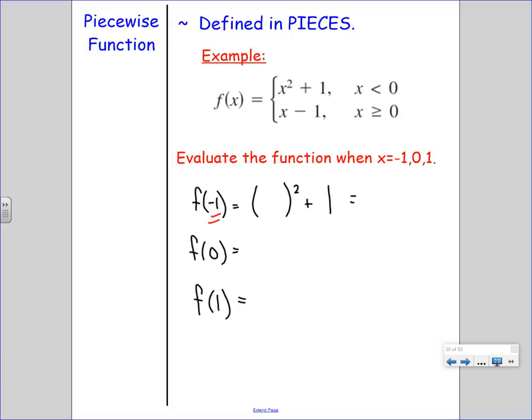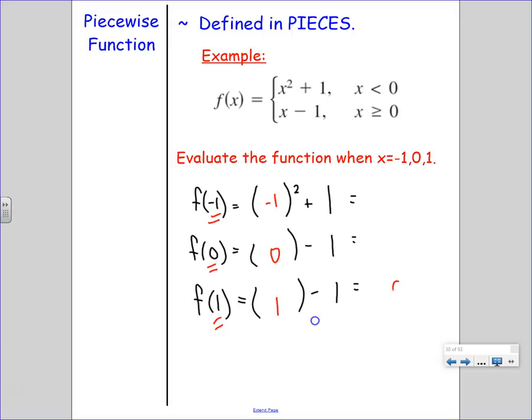F of 0 would make which statement true, the top piece or the bottom piece? The bottom. So the computer program would put it into the bottom piece. And then f of 1, which one would be true? The bottom. Careful. Greater than is above, right? 1 is above 0, true. So, once again, this will be inputted into the bottom equation. If you can figure out which piece it belongs in, then you can say, okay, sweet. Plug it in, plug it in, plug it in.